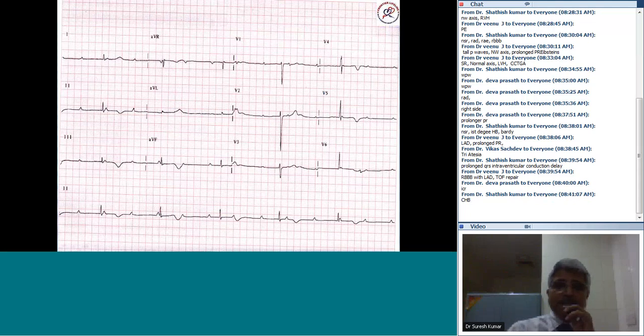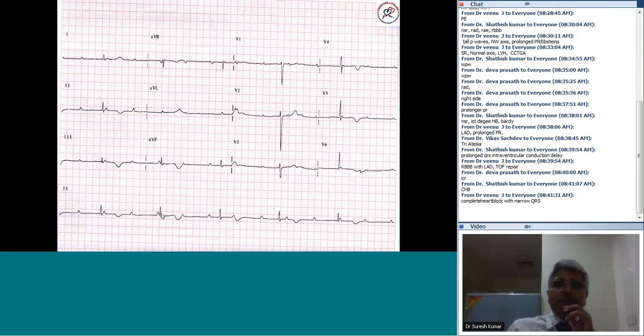Complete heart block is evident. Look at this rhythm strip. You find this P wave. This P wave has no relationship to the QRS that follows. So it's clearly a complete heart block. A narrow QRS complete heart block is a feature of, yeah, good. Vinu said that. It's a feature of congenital complete heart block.